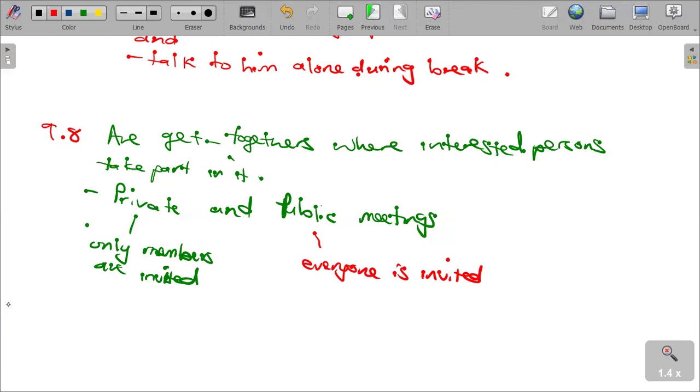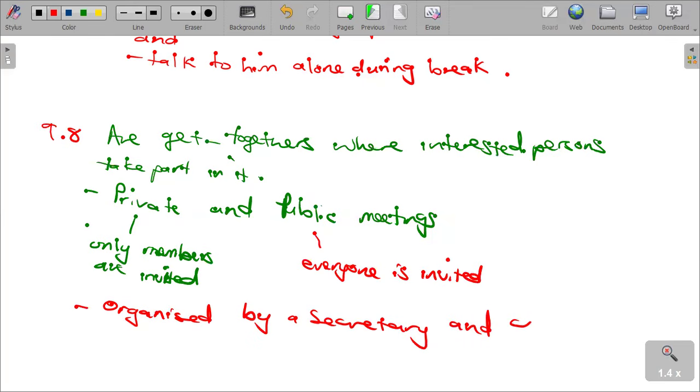And meetings are organized by the secretary and the chairperson. Meetings are organized by a secretary and chairperson.